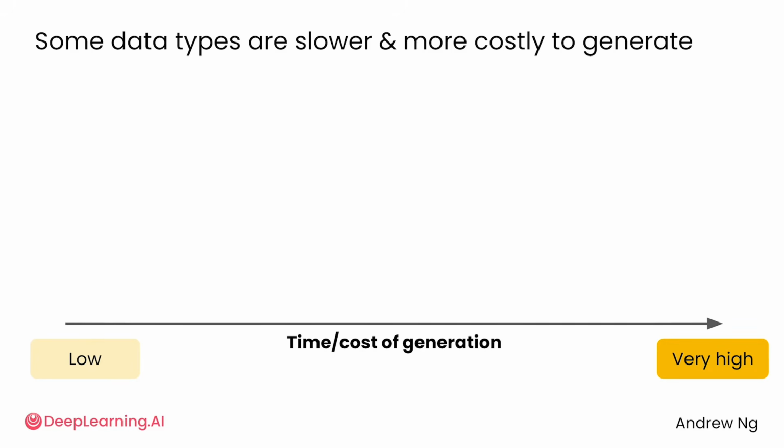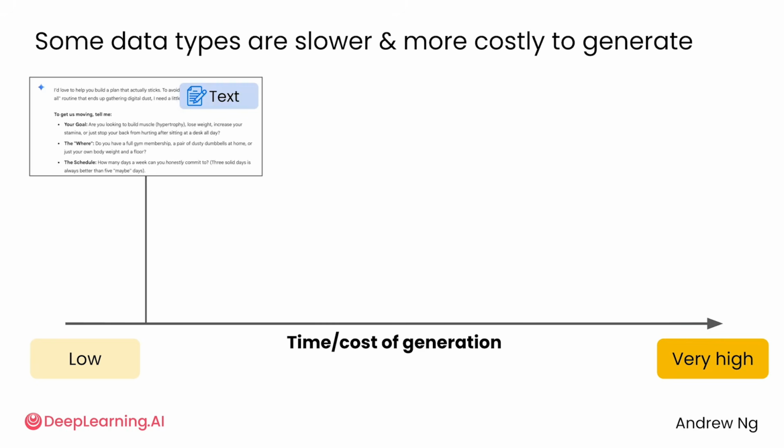To give you a sense, text tends to be on the lower end in terms of time or cost of generation. So AI is very efficient at generating text. In fact, modern AI started with large language models, sometimes abbreviated LLMs, but because they started with language, a lot of them were really adapted to deal with text and are very efficient at that.